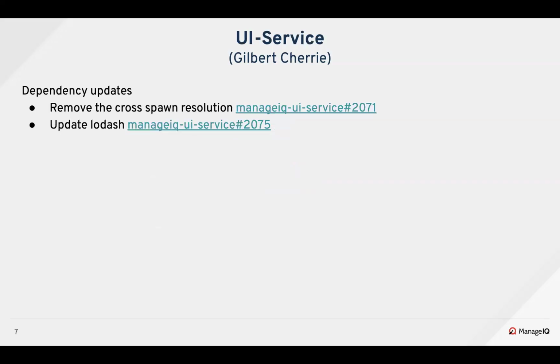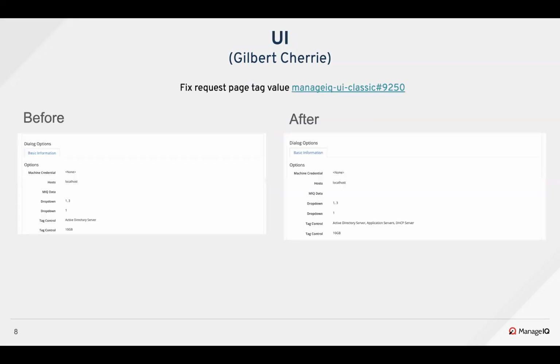For dependency updates for UI service, I removed the cross-bound resolution and I updated Lodash to the latest version. Next slide. So going back to our bug fixes for the UI, the request page tag value that I fixed, for the before and after.